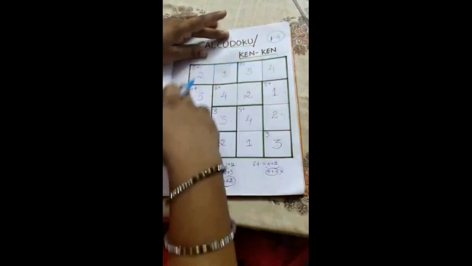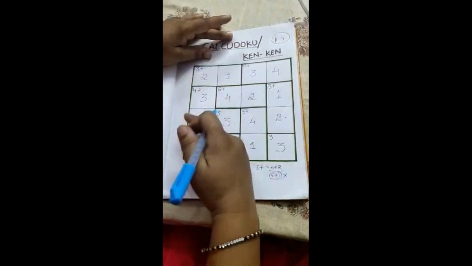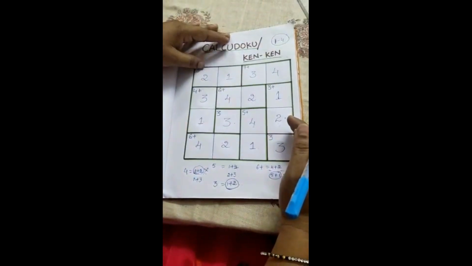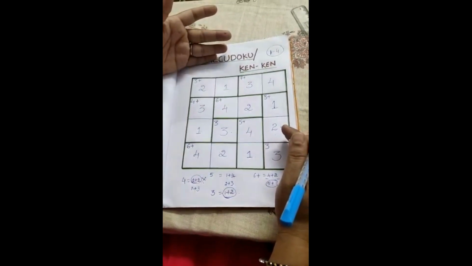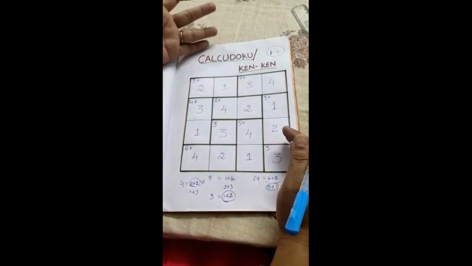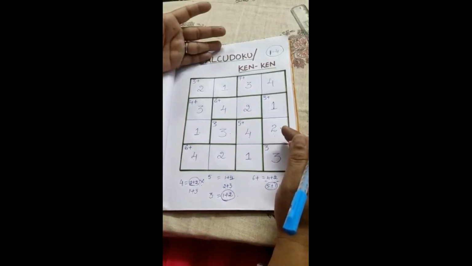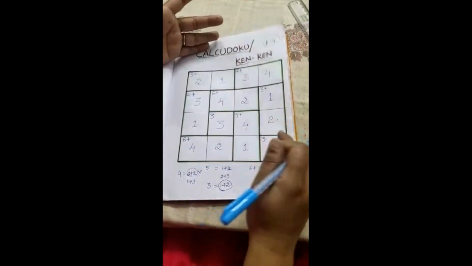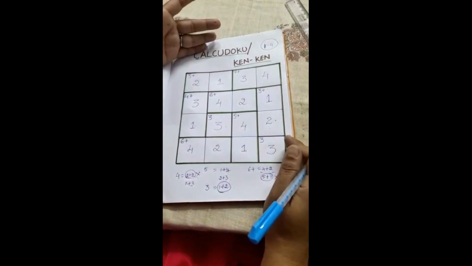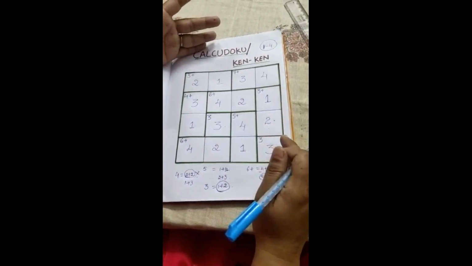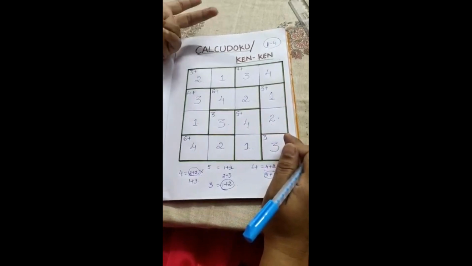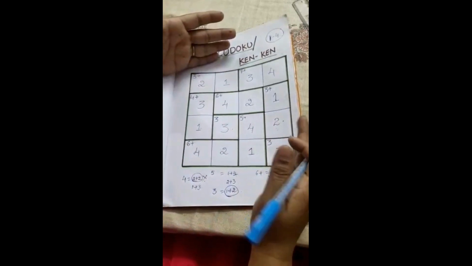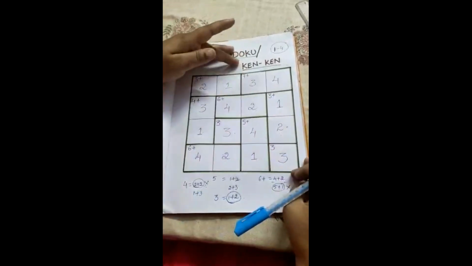If you see, in any column or in any row, you can see the digits only from 1 to 4 and no number has repeated more than once. That means we have successfully completed our puzzle. Guys, I hope you understand how to solve this puzzle. In my next video, I will upload some more difficult puzzles of this kind, with 5x5 or 6x6 grids.